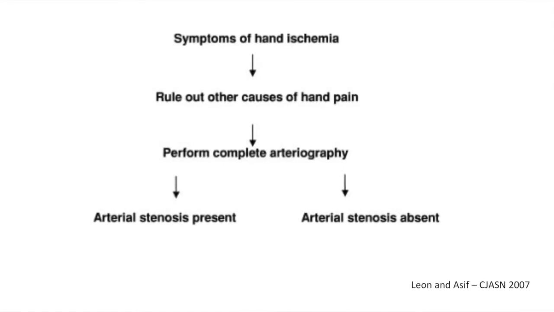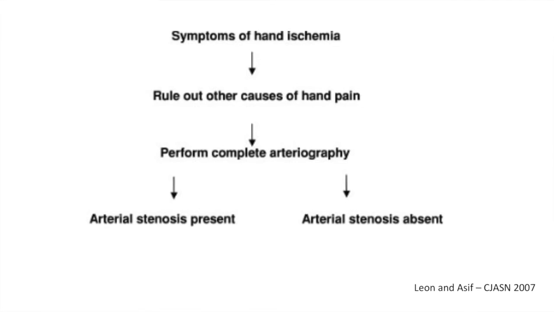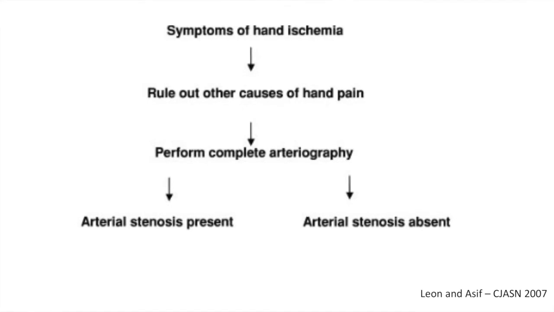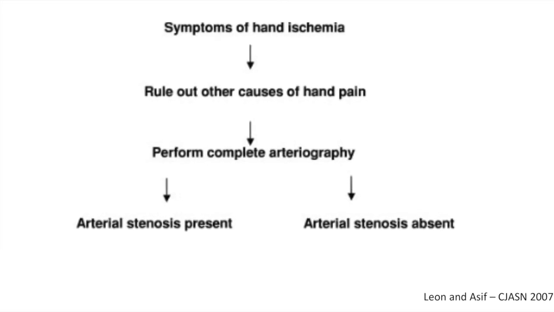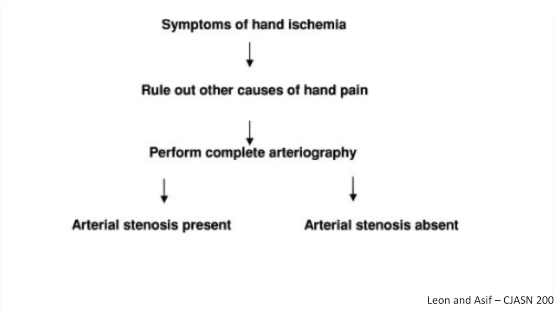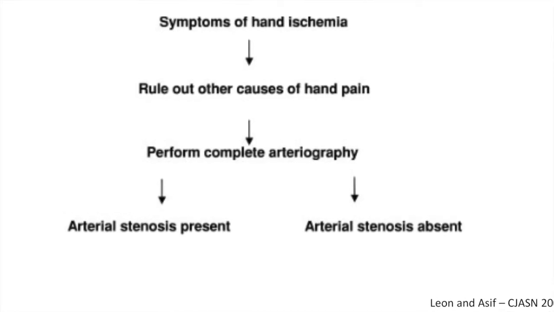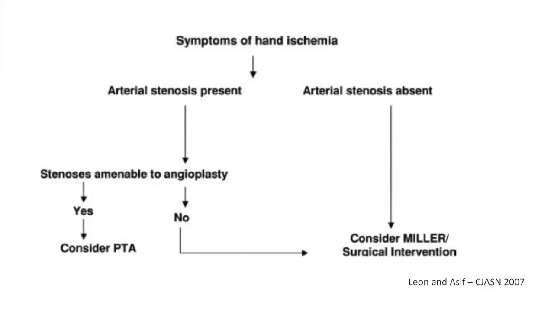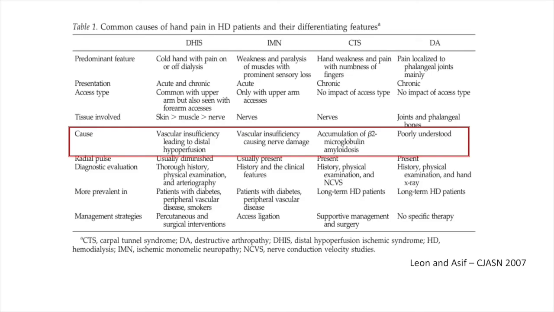So in a nutshell, if a patient does have true hand ischemia, once the alternate etiology has been ruled out, performing a complete arteriogram would be absolutely essential. If an arterial stenosis is present, that needs to be treated. If it is possible to do an angioplasty, one should consider an arterial angioplasty. If an arterial angioplasty is not possible, then a surgical intervention should be considered.